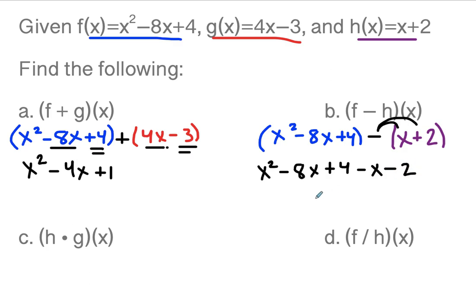Now we're just going to combine our like terms. Bring down the x squared, negative 8x minus x is negative 9x. And then positive 4 minus 2 gives me a positive 2. So here's our answer for f minus h of x.